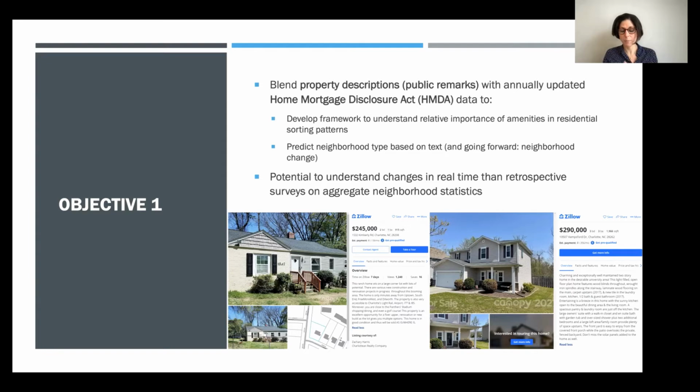And so we've got these two pieces of data that are really fine or high resolution in temporal scale, which we think might be useful in understanding changes in kind of more real time than we're used to if we wait for the census data to come out.